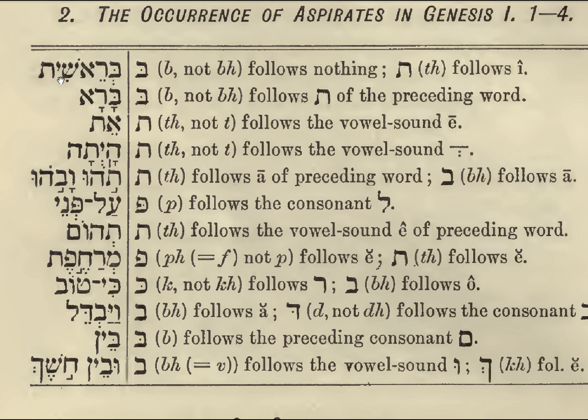So, Bereshit. Here it's B and T. Bara. Here it's B. Et. Here it's T, not aspirated. Hayta. Here it's T, and it's not aspirated. Tohu va bohu. No aspiration here. T and B. Al pene. The P here is not aspirated. No air goes through. Tehom. The T here is not aspirated.